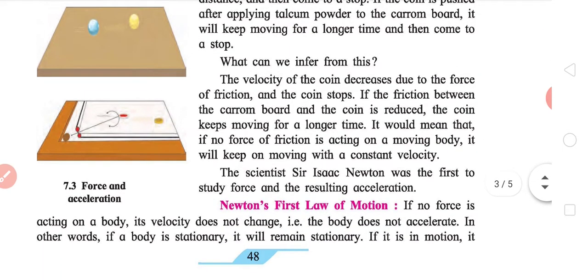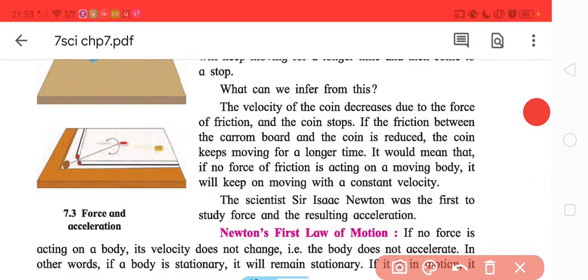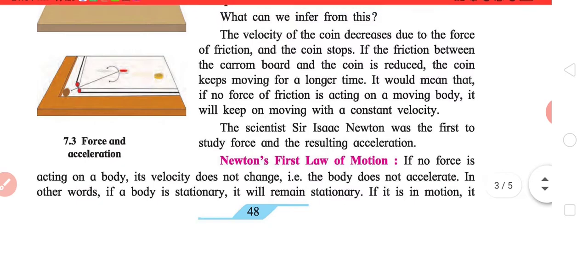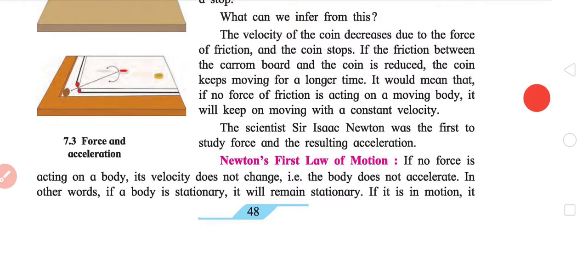So what do we infer? The velocity of the coin decreases due to the force of friction, and the coin stops. Basically, if the friction is reduced, it will move for a longer period of time. And if friction is not there and the force is acting continuously, then it will move on continuously with constant velocity. That is, the velocity won't change ever. So let's come to Newton's first law of motion.